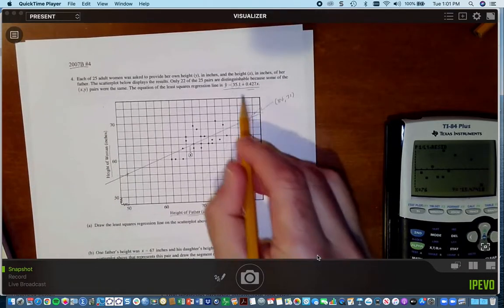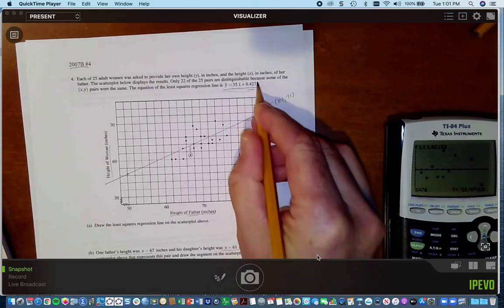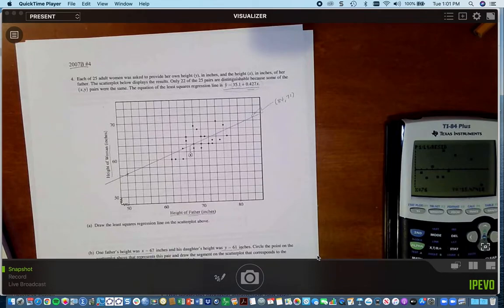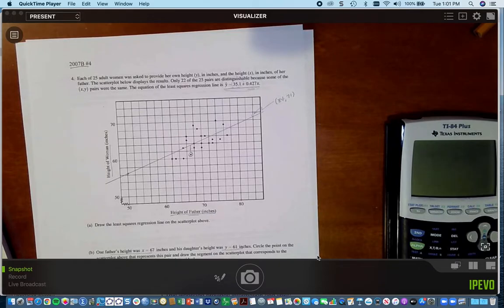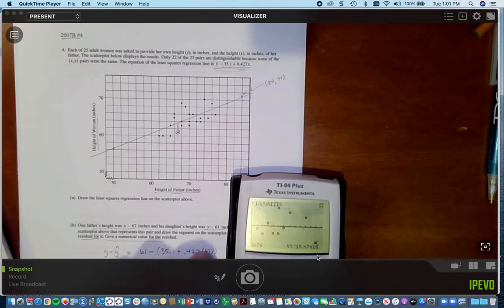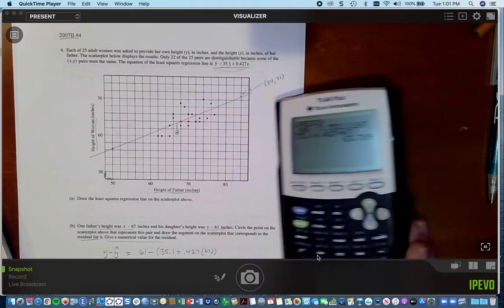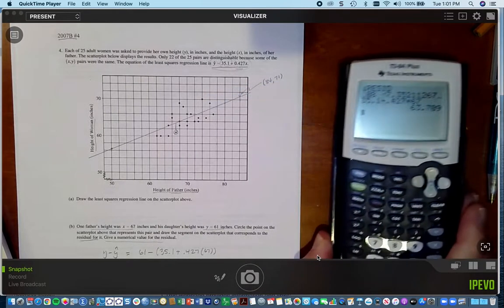The predicted y value, if we go up here to this equation, is 35.1 plus 0.427 times the father's height, and the father's height was 67. All right, so when we calculate that, I'm going to take 35.1 plus 0.427 times 67. So the model predicts that she should be about 63.71 inches tall.